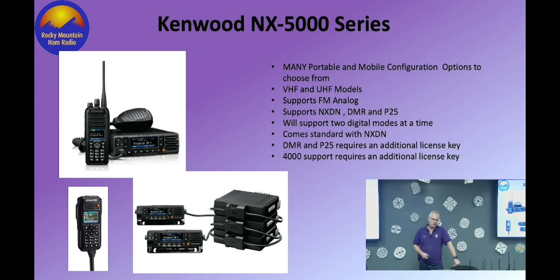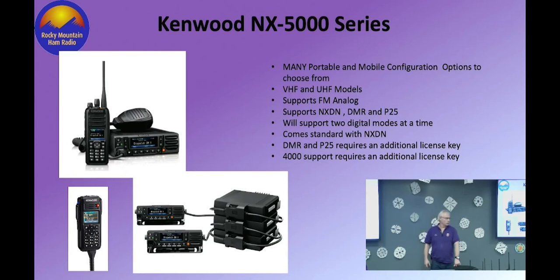The high points on the 5000 series, again, will support VHF and UHF, FM analog, and it will support 2 digital modes at one time. By default, it comes with analog and NXDN. If you want to do DMR, that's an entitlement key. The entitlement key is not very expensive. If you want to do P25, you have another entitlement key or license, and that's a little more expensive on the radio.